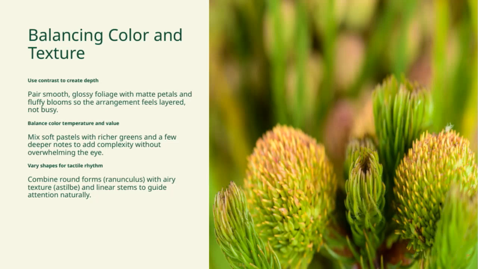Let's talk about how to create a balanced and visually appealing floral arrangement. First, combining round forms like ranunculus with the airy texture of a stilbe creates a lovely contrast that guides the viewer's attention naturally through the design. The linear stems also help direct the eye, making the arrangement feel cohesive. Varying the shapes adds tactile rhythm, keeping the composition interesting and dynamic.